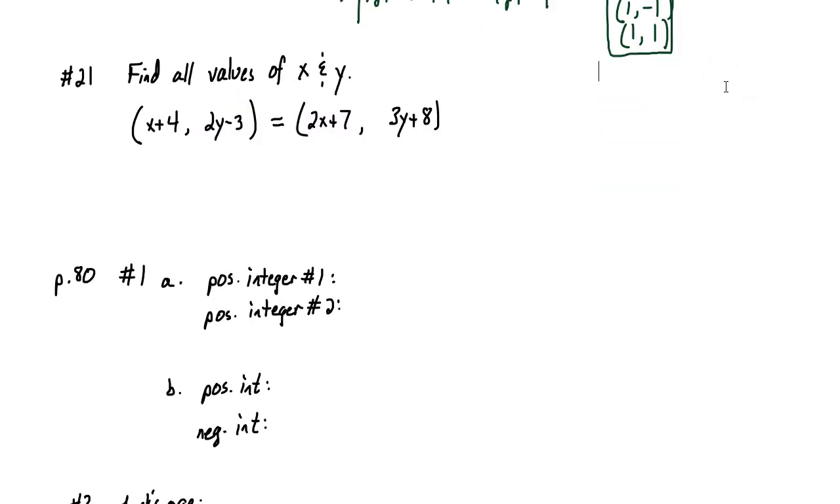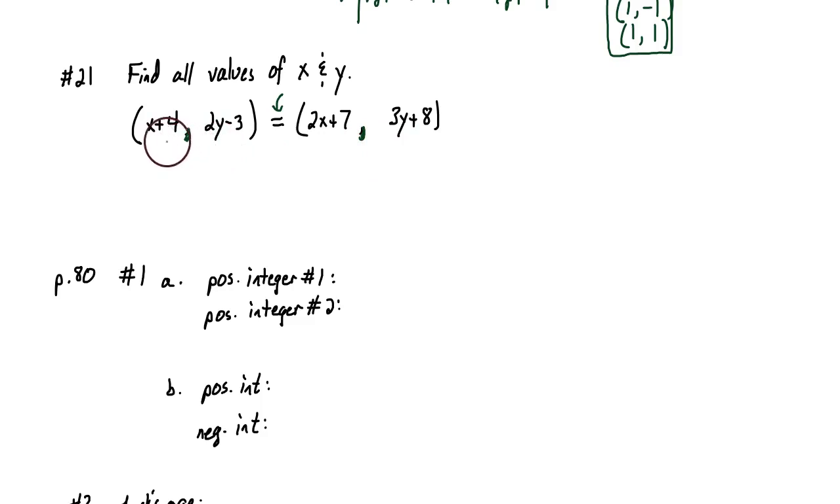Next, number 21 changes the direction. No longer are we trying to figure out roots. Instead it says, find all possible values of x and y. We're given ordered pairs. Notice the comma in here separating the first and second coordinates. And the two ordered pairs we're given are equal. That means their first coordinates must be equal and their second coordinates must be equal.